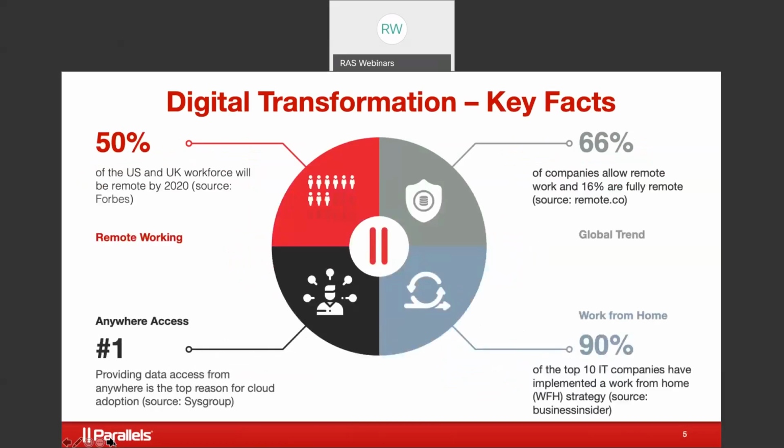Looking at some of the key facts and recent trends: according to Forbes, 50% of the US and UK workforce will be working remotely by 2020. I'd hazard a guess, given the current situation, that we might have already met that, but that was the prediction before COVID-19. 66% of companies allow remote work, and 60% of those users are fully remote. So again, that global trend is going up. There are more and more companies allowing remote access and working from home. And 90% of the top 10 IT companies have already implemented work from home, or WFH, as we shorten it.